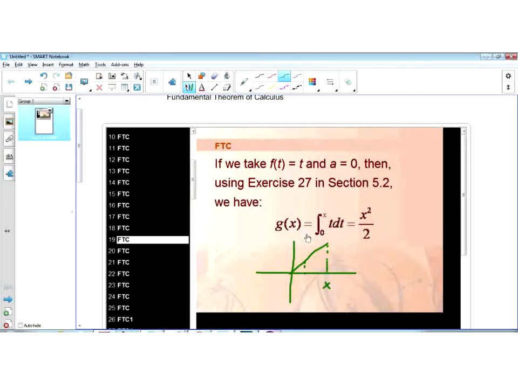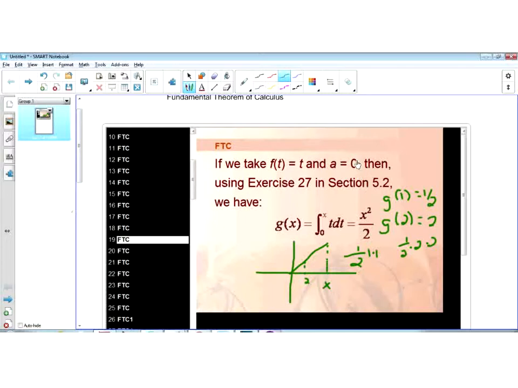So g of 0, of course, would be 0. g of 1 would be the area under the curve from 0 to 1, which would be 1/2 the base length, which is 1, times the height, which is 1. So g of 1 is 1/2. Okay, g of 2 would be 1/2 times the base length times the height, which is 2, so that would be 2. So g of 2 is 2.